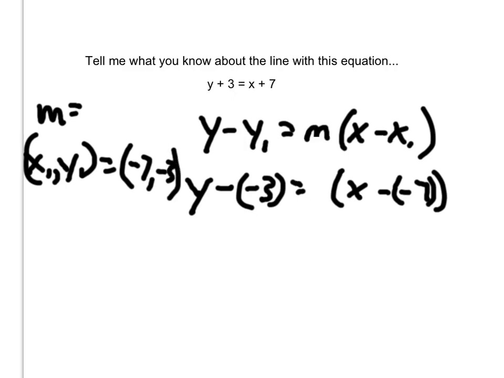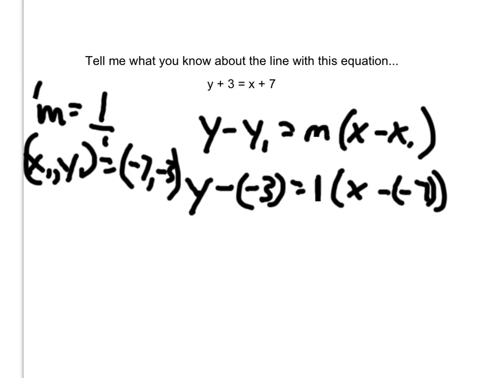And one thing I don't know is my slope here. Well, let's stop and think about this. If I don't have a number outside the parentheses, what could I actually put there? Well, I can always put a 1 out there. So 1 times x minus negative 7 is the same as just x plus 7. Because x minus negative 7 is x plus 7, and times 1 we don't really need to write there. So my slope is 1, or 1 over 1.